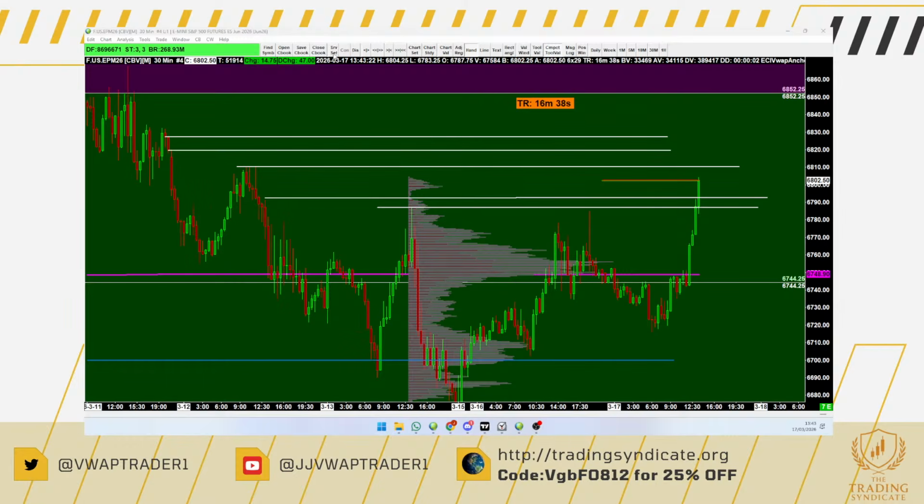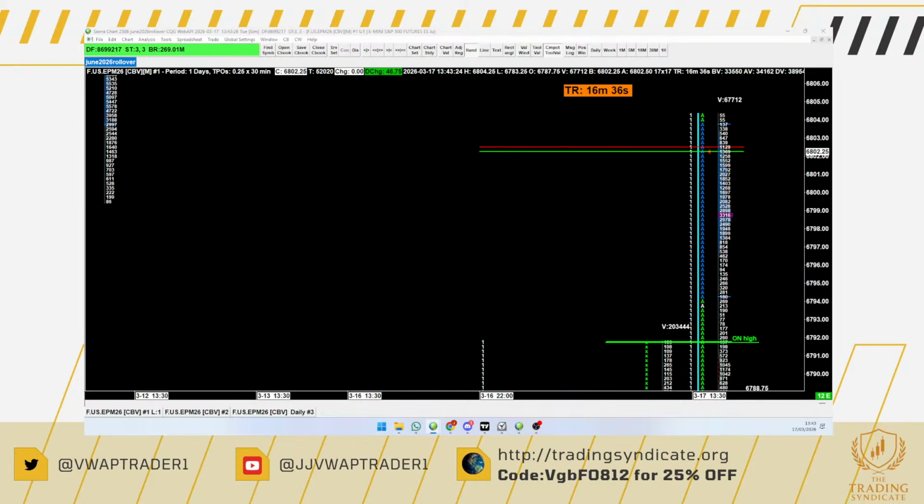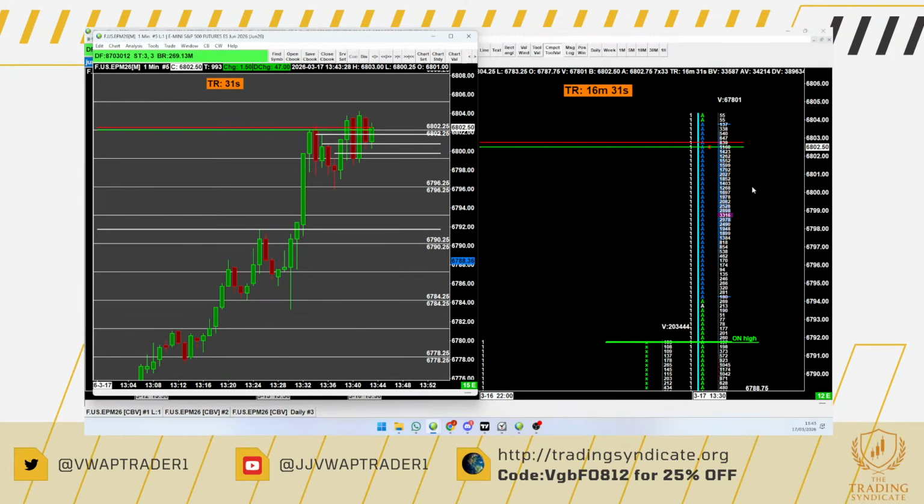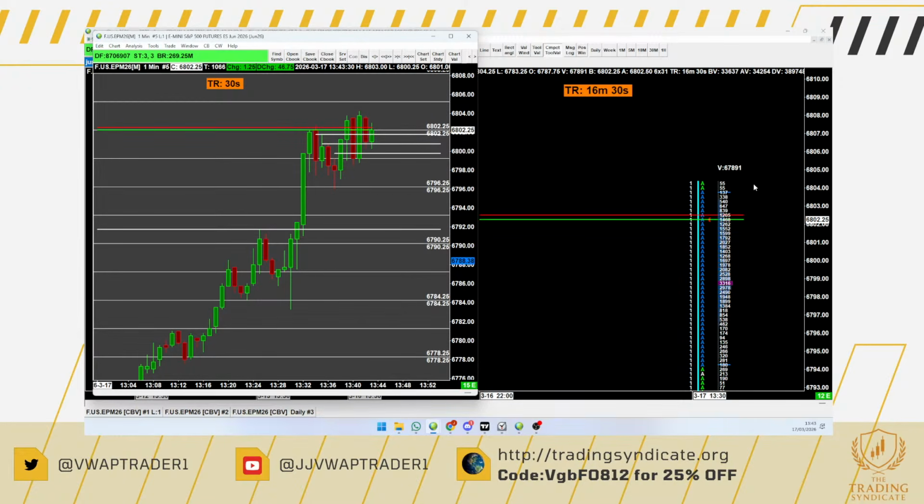Now, I'm not saying that's going to happen today or even in the morning, but if there are enough people trapped short, you folks have seen this market do some crazy things. If you get enough people trapped short, this thing could just rip.